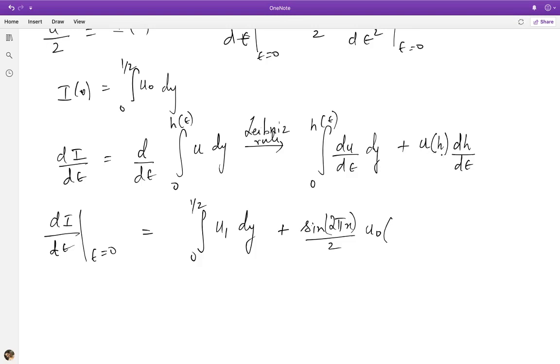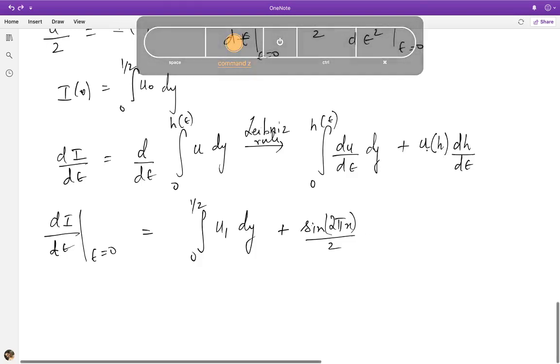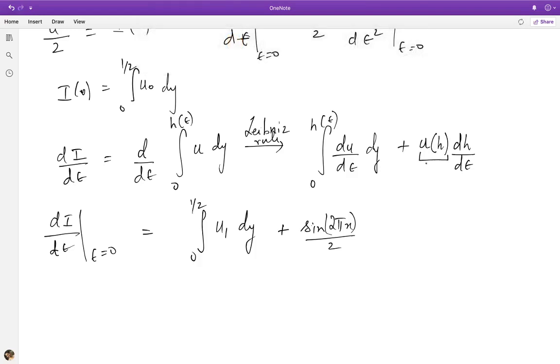Oh yes, so here we should be careful, I'm sorry. So we can't directly substitute that. U of h again is not known to us, so we need to replace u of h by its domain perturbation form, which is itself written as u at half plus epsilon sine 2πx by 2 times ∂u/∂y at half.